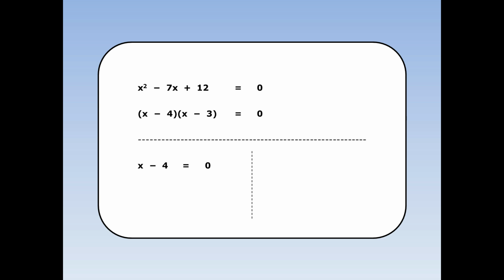If the first bracket is 0, x minus 4 equals 0. Add 4 to both sides, x is 4. That's my first answer. If the second bracket is 0, x minus 3 equals 0. Add 3 to both sides, x is 3. x is 4, x is 3 are my two answers. And if I put these two into my original equation, x squared minus 7x plus 12, they would both give me 0 out. And these are the only two numbers that do.